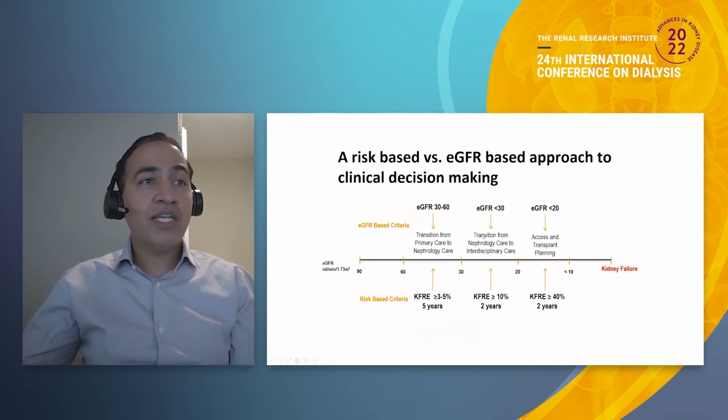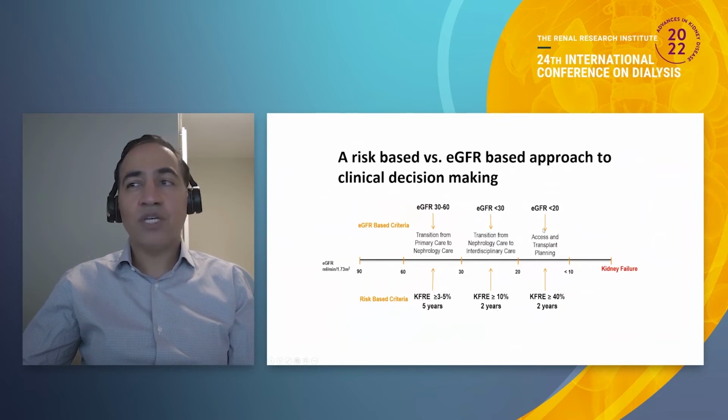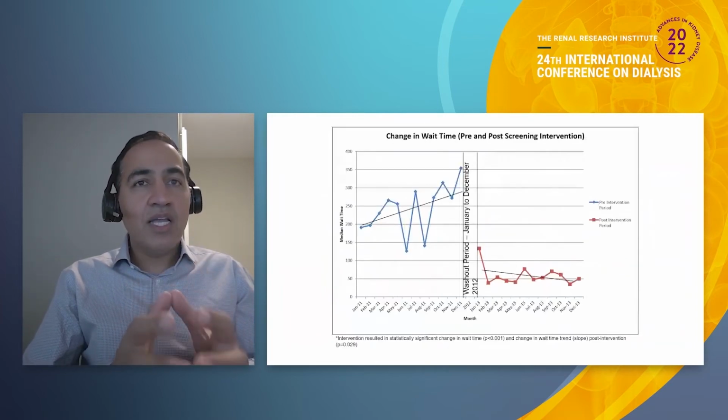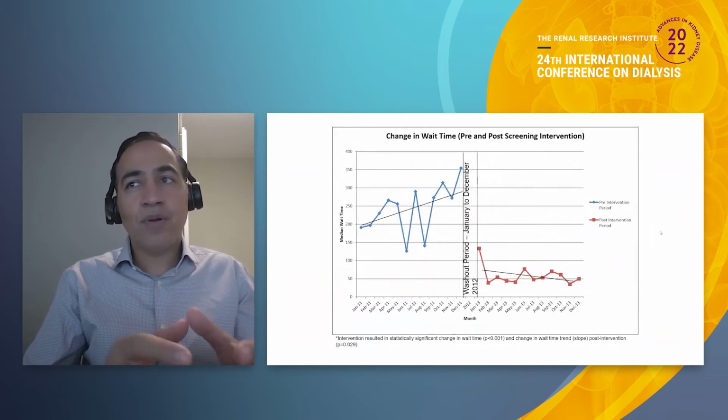Typically, patients with CKD stage 4, as you can see with many of the new kidney codes, are put into interdisciplinary care models for all patients with eGFR less than 30. We would suggest putting it in place for those with a kidney failure risk equation risk of more than 10% over 2 years. Access and transplant planning happens at eGFR less than 20. We think it should happen at a KFRE of more than 40% over 2 years. So this is what happens when you truly implement these things in your health system.